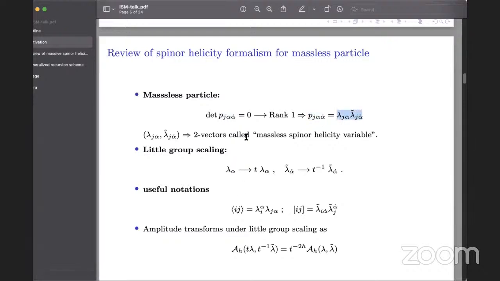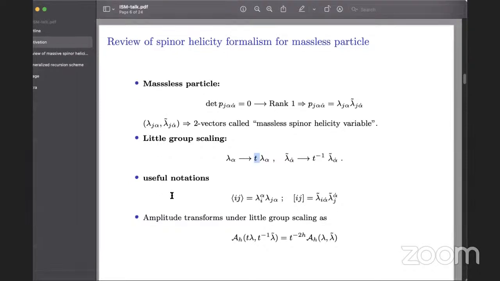We call these spinors massless spinor helicity variables, and in light of this relation, the little group scaling for massless particles looks like this. It's just a scaling, where t is some non-zero complex number.